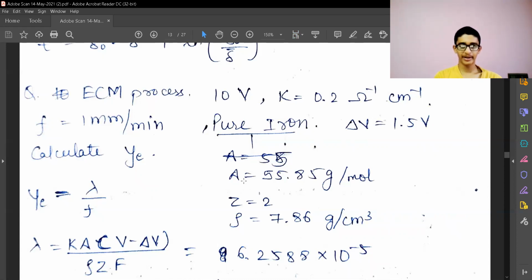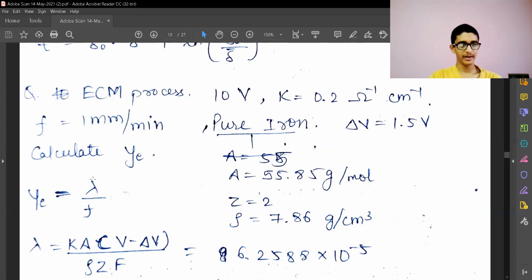By basic chemistry, we should know that the atomic weight is close to 56, and my valency is Fe2+ and Fe3+. I've explained that we will use the first valency itself, so it will be Fe2+, that is 2, and delta V, the voltage drop, is given as 1.5 volts. We know the equation; we need to calculate YE.